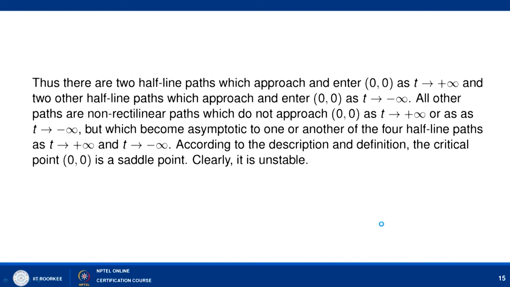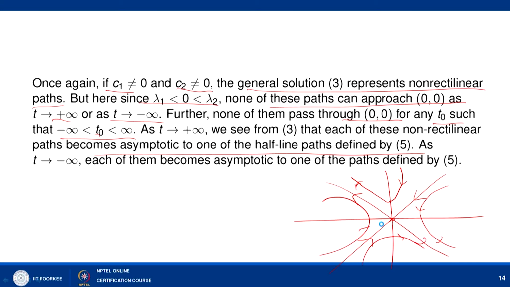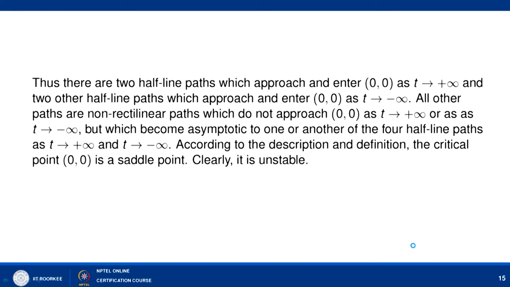Thus there are two half-line paths which approach and enter 0 comma 0 as t tends to infinity. These are half-line paths. One half-line path tends to the origin and the other half-line paths move away from the origin, right. All other paths are non-rectilinear paths which do not approach 0 comma 0 as t tends to plus infinity or as t tends to minus infinity, but which become asymptotic to one or another of the 4 half-line paths as t tends to plus infinity and t tends to minus infinity.